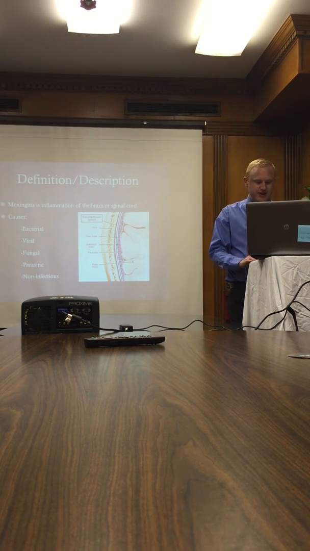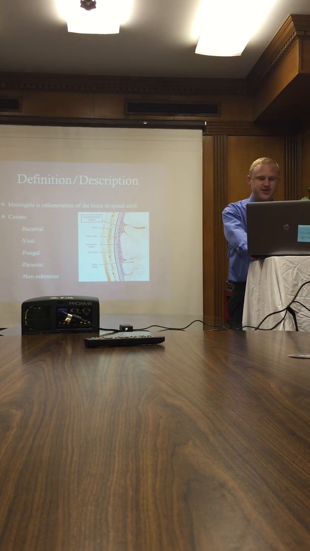Meningitis is an acute inflammation of the protective membranes covering the brain and spinal cord, known as the meninges. It can be classified as bacterial, viral, parasitic, fungal, or non-infectious.